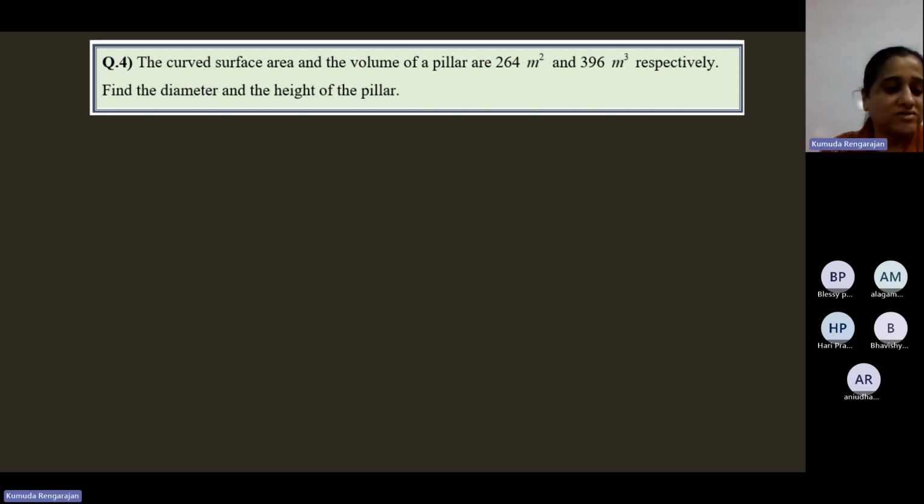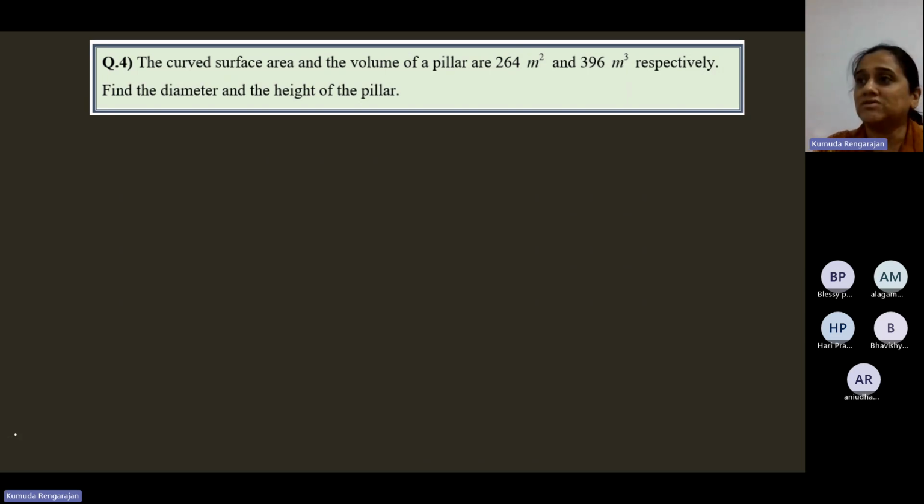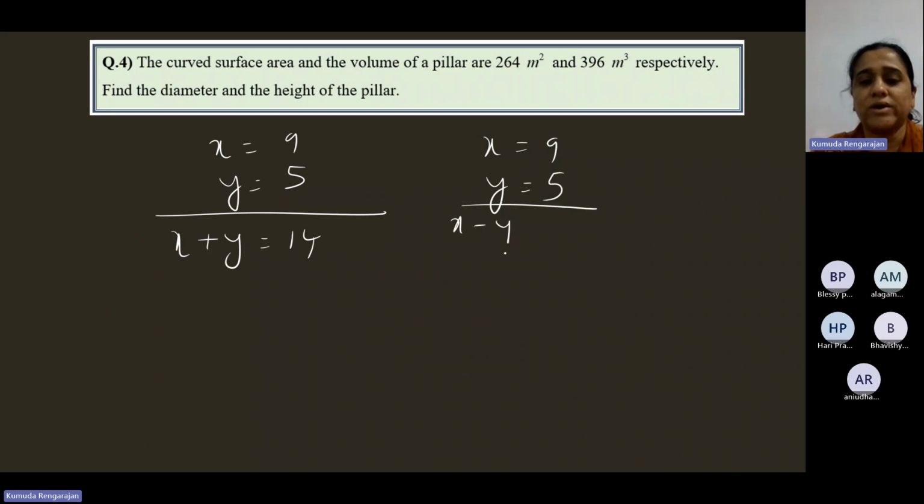Now, in such cases, when we have two equations, you can add the two equations, subtract the two equations. See, supposing you have x is equal to 9, y is equal to 5. I'm taking two very simple equations. Now I can add these two equations: x plus y is equal to 14. I can subtract the two equations: x minus y is equal to what? 4.